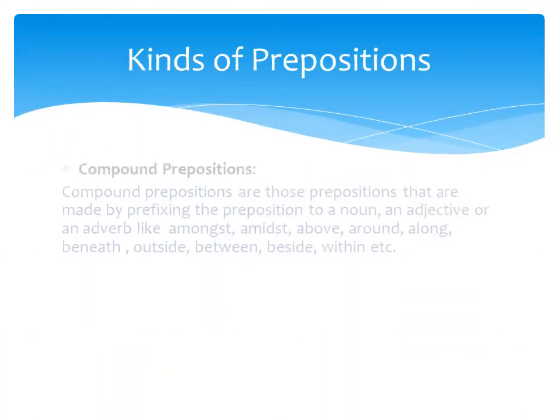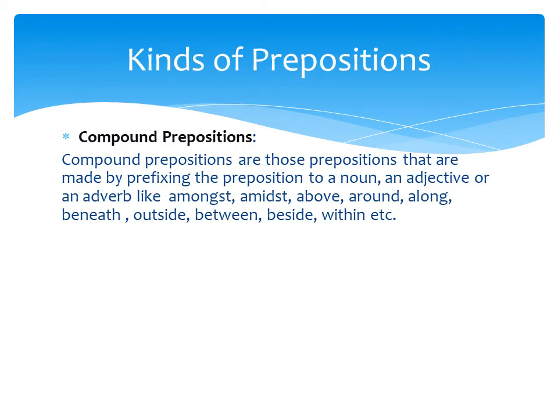Other kinds of preposition. Compound preposition. Compound prepositions are those prepositions that are made by prefixing the preposition to a noun, an adjective or an adverb, like amongst, amidst, above, around, along, beneath, outside, between, beside, within, etc. A simple preposition consists of two syllables, but compound prepositions consist of more than two syllables, and sometimes they are the combination of two words like beside, within.